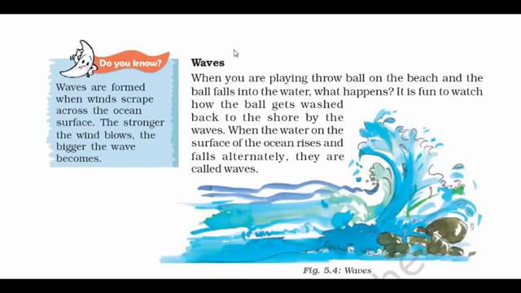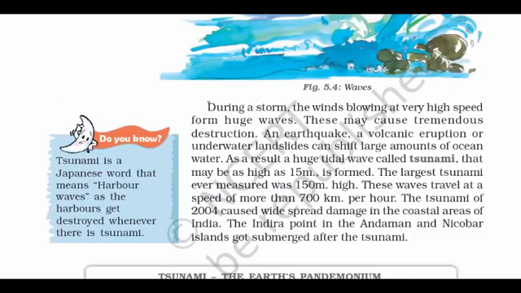Waves. When the water on the surface of the ocean rises and falls alternatively, they are called waves. During storms, the winds blowing at very high speed form huge waves, and they may cause tremendous destruction. Now, usually large amounts of ocean water are shifted by an earthquake, a volcanic eruption, or an underwater landslide, and the result is a huge tidal wave called a tsunami.